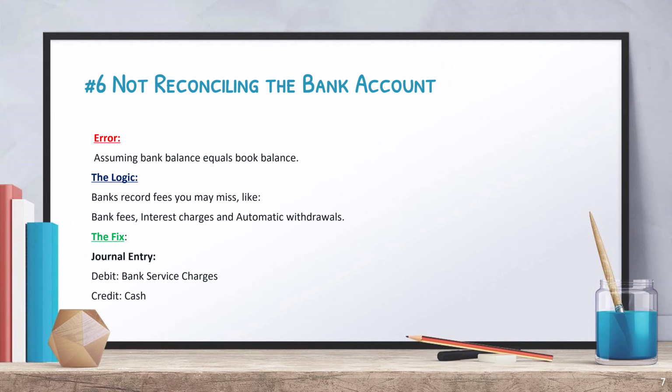Number 6, not reconciling the bank account. Another major issue: skipping the bank reconciliation. The error: assuming the bank balance must be correct. The logic: banks record fees you may miss, like bank fees, interest charges, and automatic withdrawals. The fix: enter the journal entry below. This brings your books back in line with the bank.